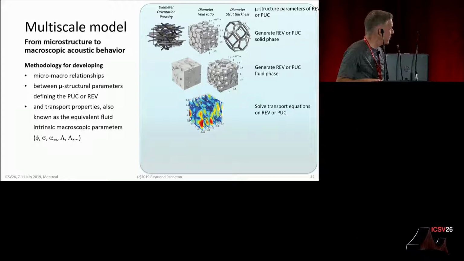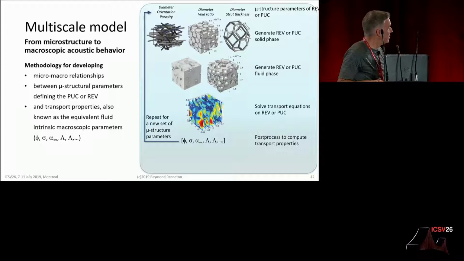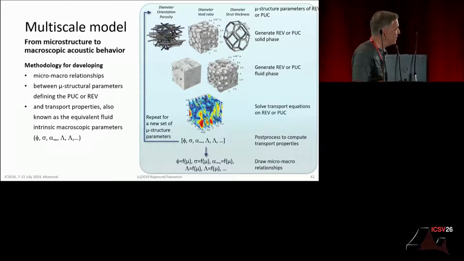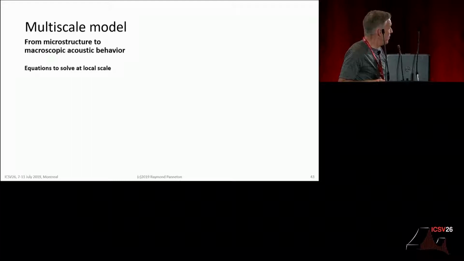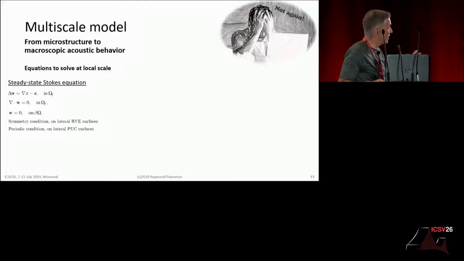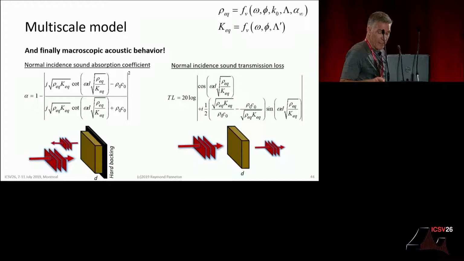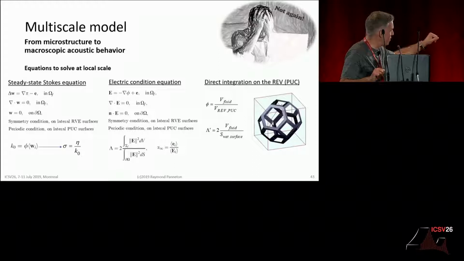We post-process the result to find these intrinsic parameters, and then we do that for another set of microstructure parameters. And finally, from all this analysis, we derive these macro relationships. Then, when we have this, well, first, the equations to be solved, just a quick view of these equations. I will pass very quickly on this, just to show that there's some maths behind. But all these equations, once they are solved at the local scale, yield the intrinsic parameters.